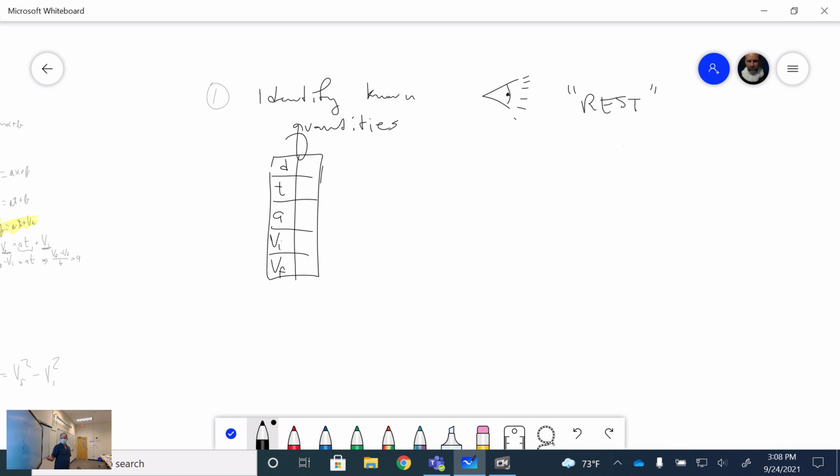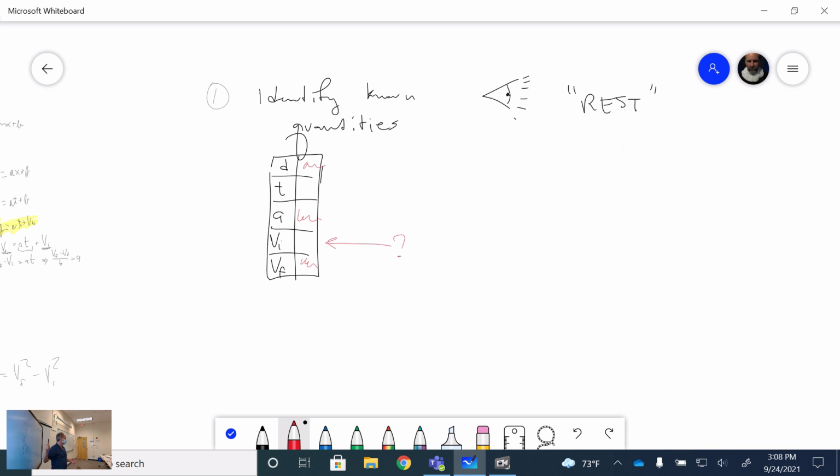Then you might ask, what am I looking for? I'm looking for VI or whatever. So let's say you know this thing, and this thing, and this thing, and I'm supposed to be finding this thing. At this point, you should be saying, so what tool can I use? One thing that is really good to look for is something you don't know. What do I not know? Oh, I don't know time. What's an equation I can use that doesn't have time?